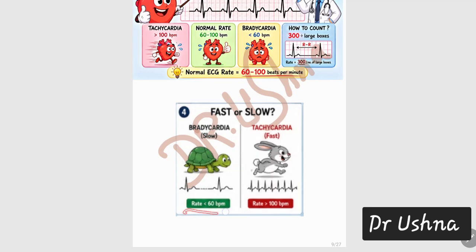Anything which is a rate less than 60 is your bradycardia. This tortoise, this slow running animal, is your bradycardia. Or anything fast that is running so quickly, complexes so close together, more than 100, this is your tachycardia. So your rabbit is your tachycardia. So easy to remember. 60 to 100 is the normal rate. Less than 60 is a bradycardia. More than 100 is your tachycardia. So it's easy to just have a look and interpret whether you're talking about bradycardia or tachycardia.